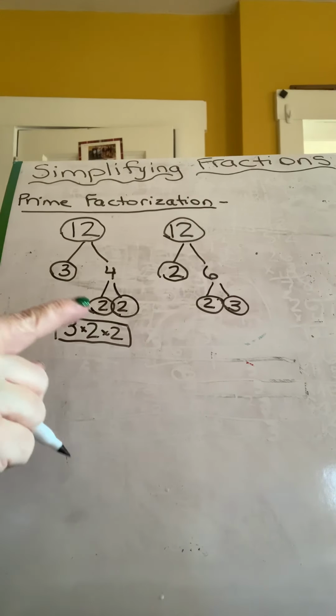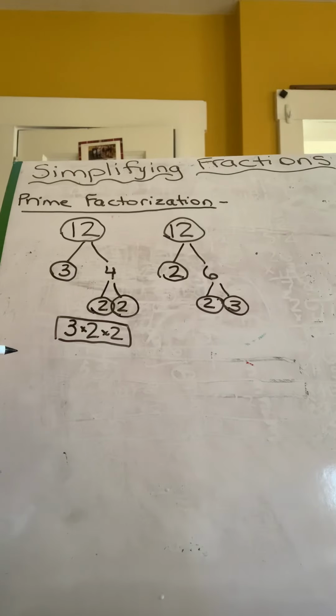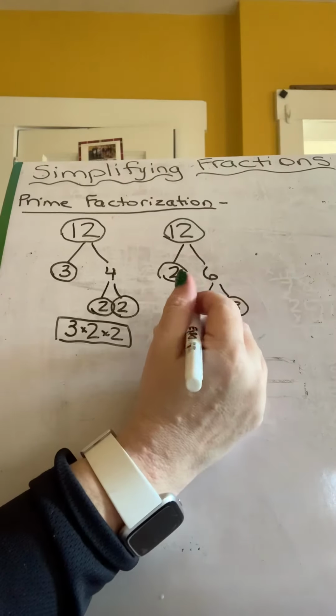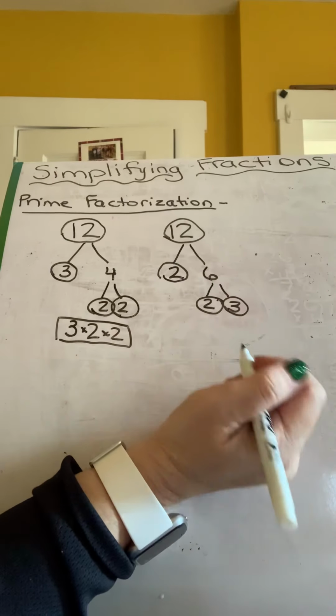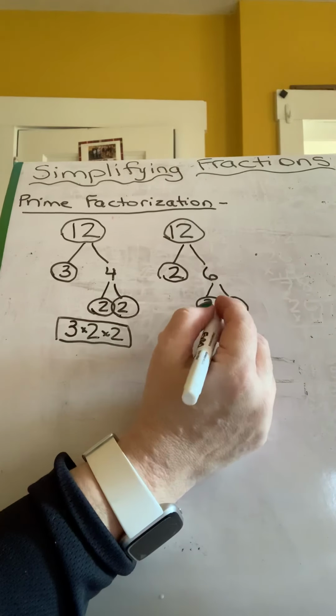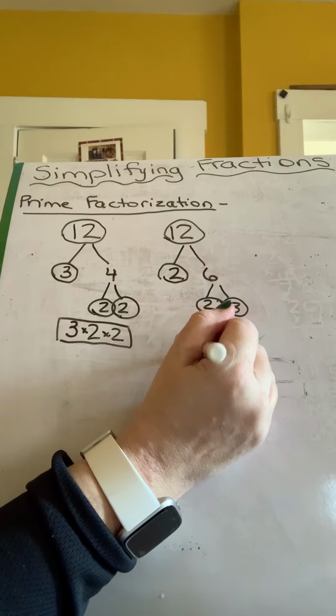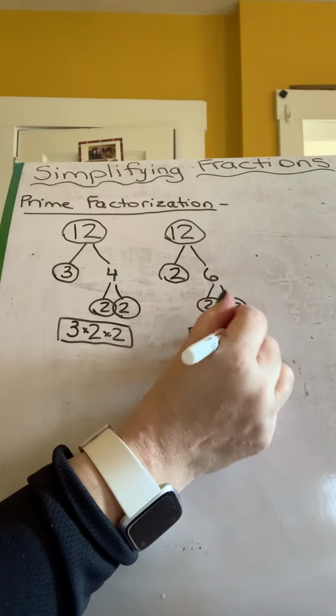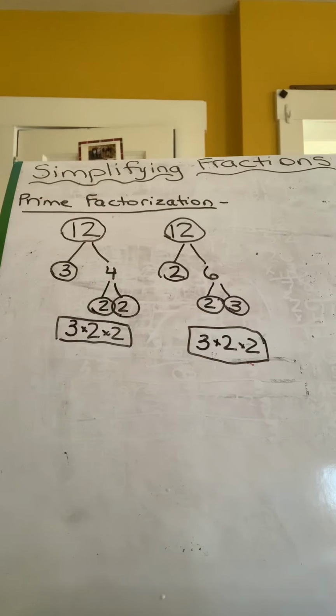So now at the end of all of our branches, we have prime numbers, we have apples grown, we have circles, we're done. And again, let's keep it organized the same way. Quick glance, you know you have the same numbers. So let's keep them the same. 3 times 2 times 2. Same prime factorization. So it doesn't matter which multiplication fact you start with, you're still going to end up getting the same prime factorization. All right, let me give you one to try on your own.